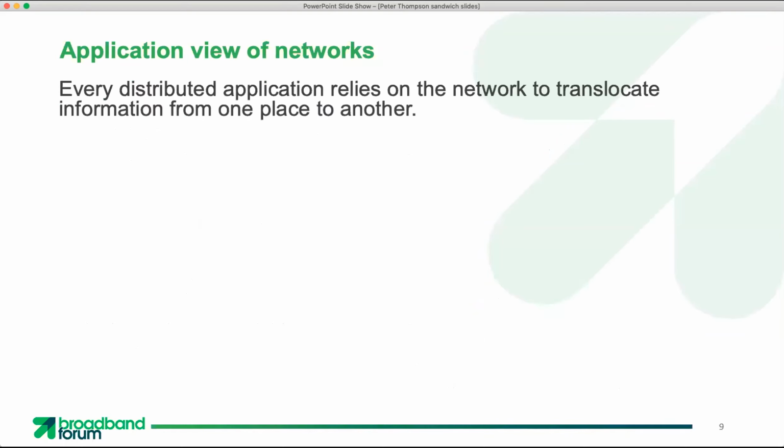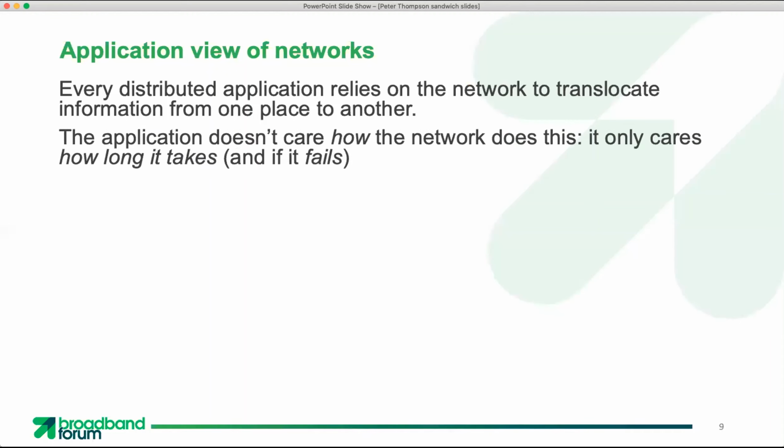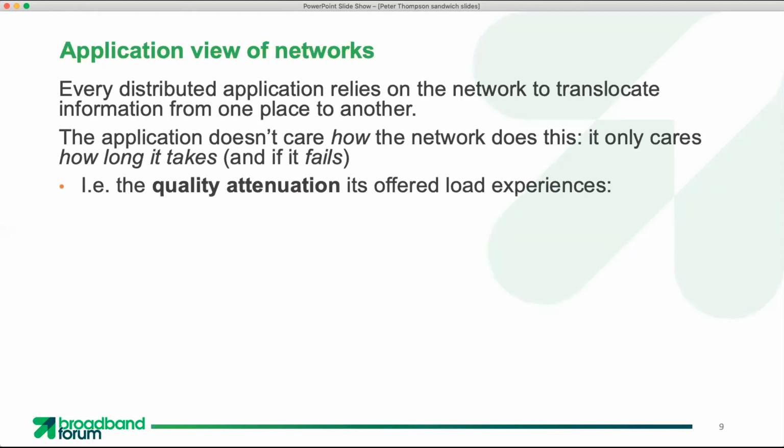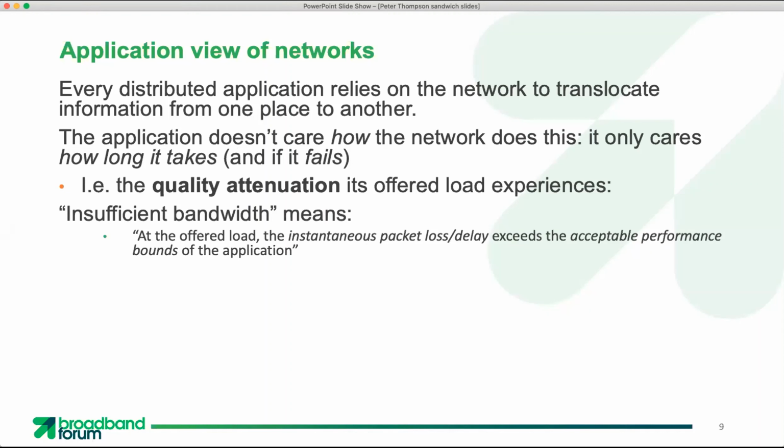And this all relates to the way applications interact with networks. Distributed applications rely on the network to translate information from one place to another. And really, the application doesn't care how the network does this. It only cares how long it takes and if it might fail. So really, the quality attenuation is the thing that the application is concerned with.